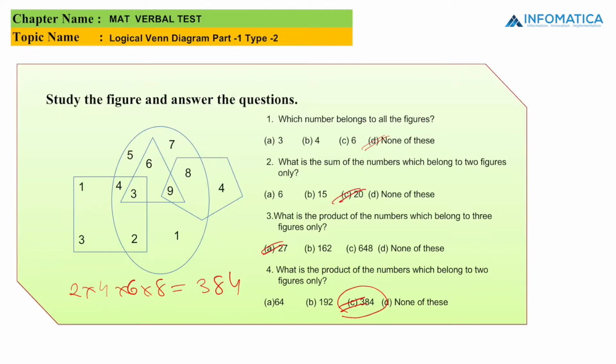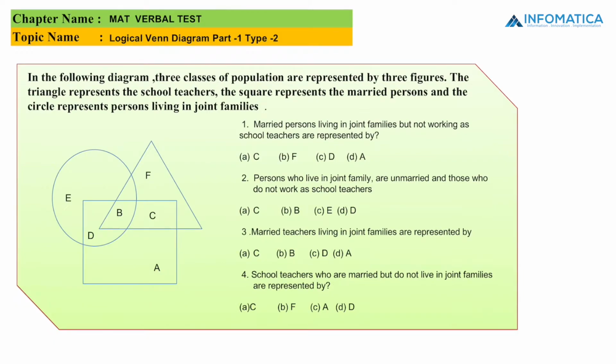Hence, the answer to this question will be option C, which is 384. Now let us see the next MCQ. It says that in the following diagrams, three classes of populations are represented by three figures. The triangle represents the school teachers, the square represents married persons, and the circle represents the person living in joint families. So first thing what we are doing is we will name all the figures.